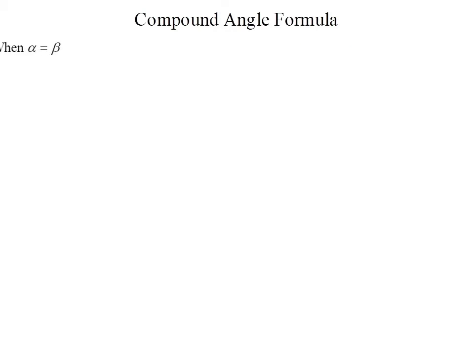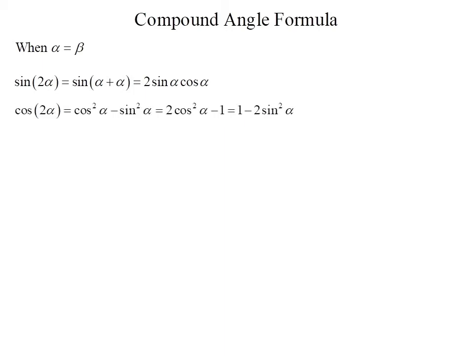In case alpha is equal to beta, based on the compound angle formula, sine 2 alpha equals 2 times sine alpha cosine alpha. Cosine 2 alpha can be written in 3 different forms. It equals cosine squared alpha minus sine squared alpha, or equals 2 times cosine squared alpha minus 1, or equals 1 minus 2 times sine squared alpha. Similarly, tangent 2 alpha equals 2 tangent alpha over the result of 1 minus tangent squared alpha.